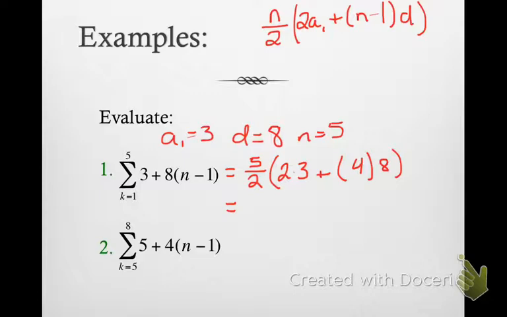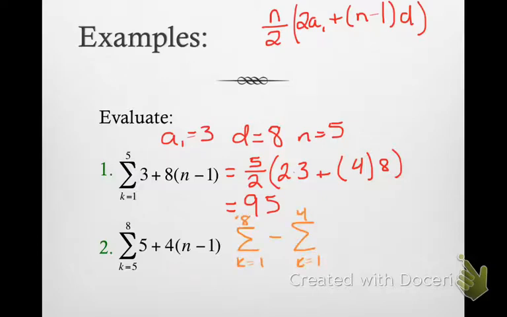So that's what the formula looks like filled in, n minus 1 equaling 4. And when you simplify everything, we get a finite sum of 95 when we look at the first 5 terms. Looking at number 2, we start at k equals 5 and go to k equals 8. So in this case, since we're not doing it the long method, we're using the formula, we actually need to do this in 2 steps.